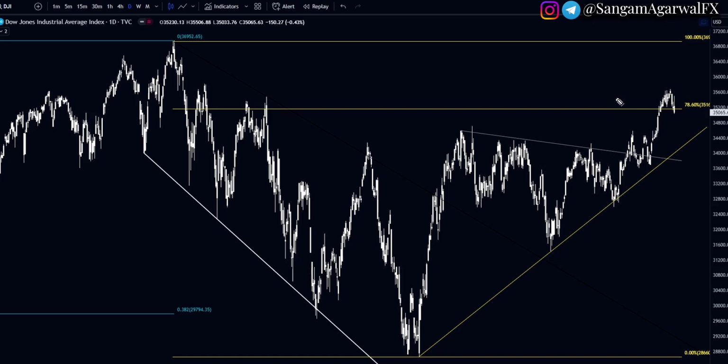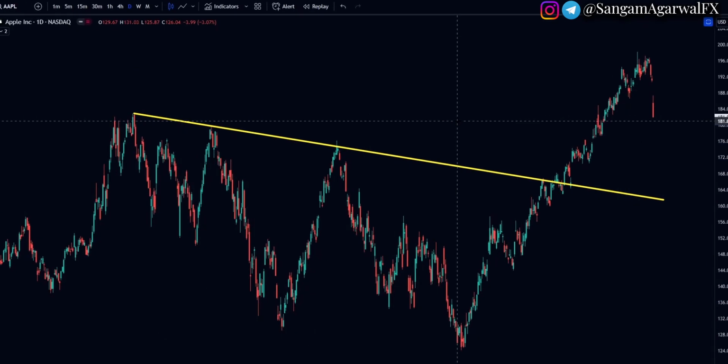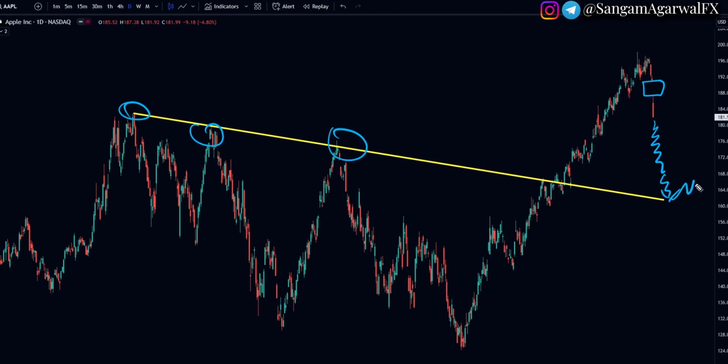Dow Jones, it is also coming down. This trend line can be your next big support level, and this rising yellow trend line is your next dynamic support level. And your Apple stock, it is coming down. You can see a big red candlestick, and there is a gap between these two candlesticks. So if it keeps dropping, then this yellow trend line can be your next big support level. It is a dynamic trend line, so watch carefully.